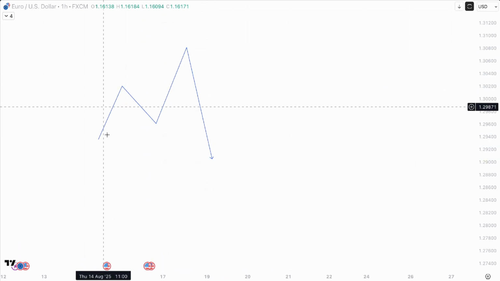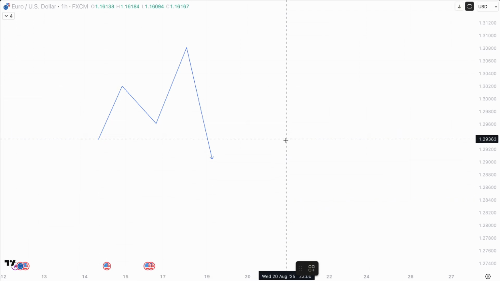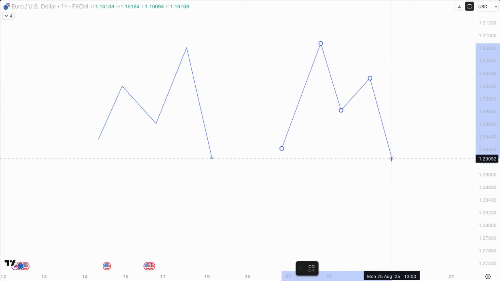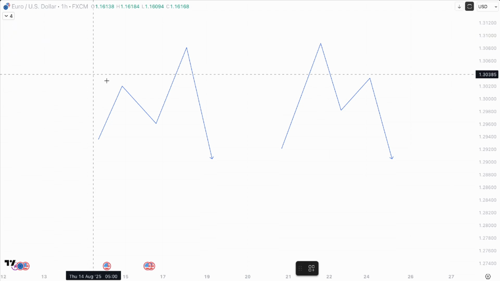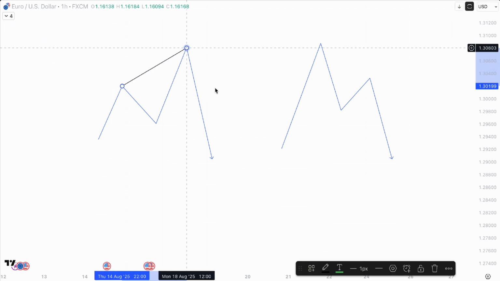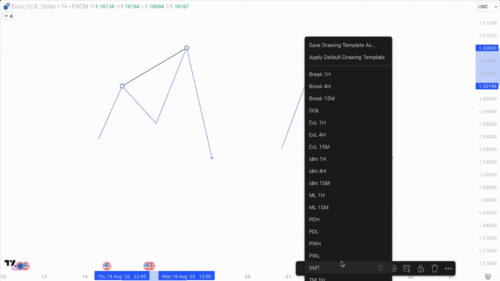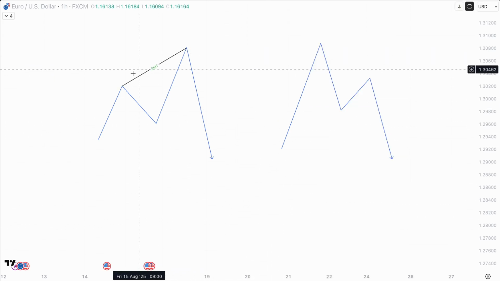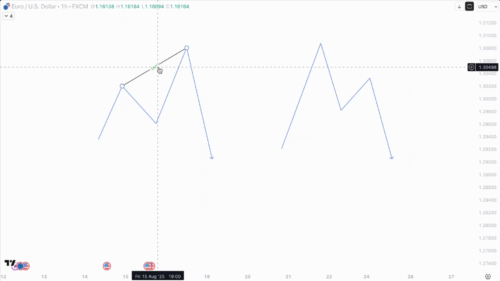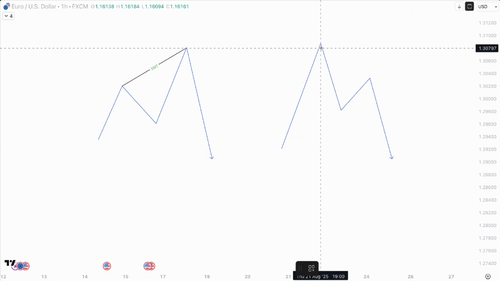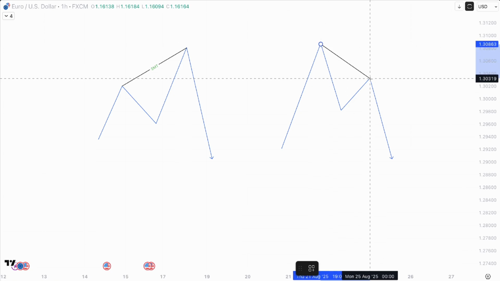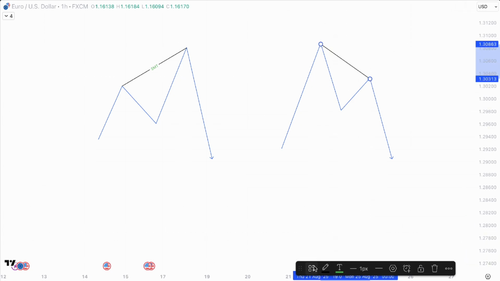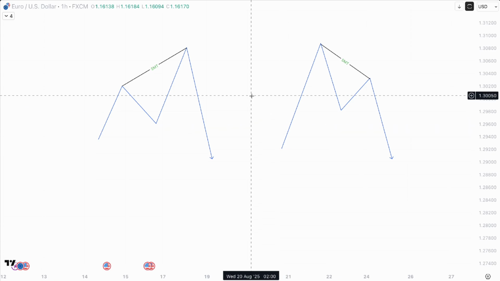Let's just imagine that on the left hand side we have EUR/USD, and on the right hand side we have GBP/USD. And what we notice straight away is that EUR/USD makes a higher high, and we can mark this with a line, naming it SMT. And on the right hand side, GBP/USD makes a lower high, and we mark that as SMT as well. And this is an early sign of a market reversal.